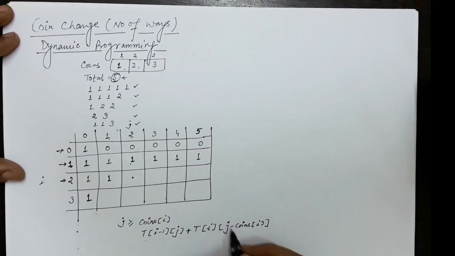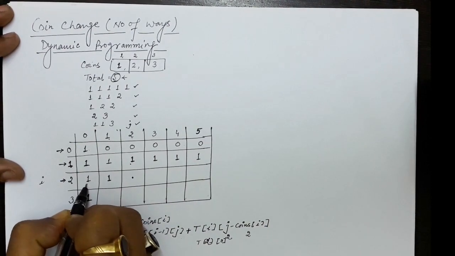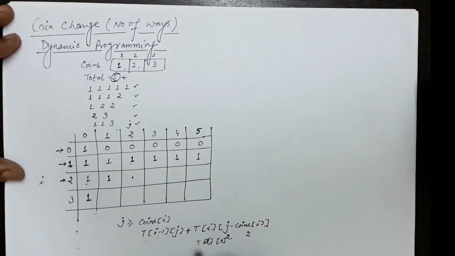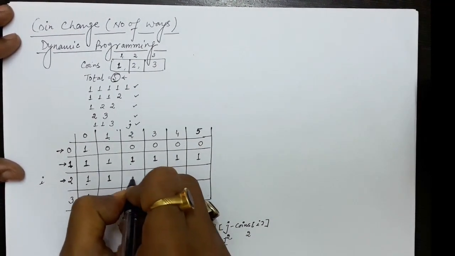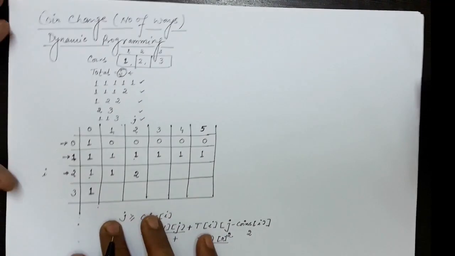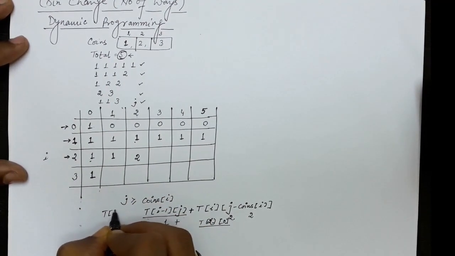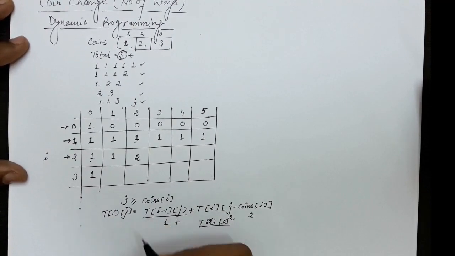J is 2. Coins I is also 2. So we are referring to T i 0 entry. T i 0 means T2 0. T2 0 means this entry 1. So there is one way, and one another way. So 1 was the way for T i minus 1 j. This is this entry. And another way has also been found at T2 0. So we will be writing 2 here. Okay, so we'll be writing 2 here in this cell. So this entry is what? This entry is T i j entry.